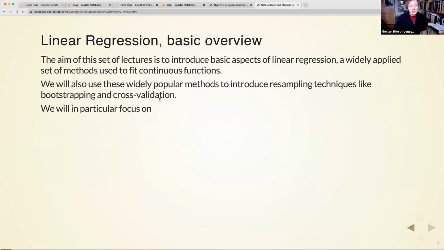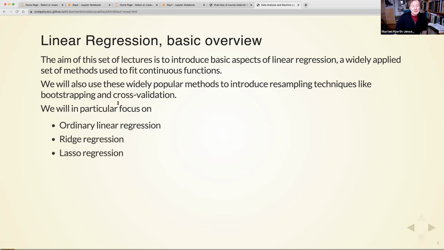The aim of this set of lectures is to introduce some of the basic aspects. Here we are going to look more at ordinary linear regression, so we're going to look at the equations which we derive. Ridge regression, which is an extension of standard linear regression, or the standard least squares, which many of you have seen. And then we are going to look at some resampling techniques, which become important. And then we have this bias-variance trade-off.